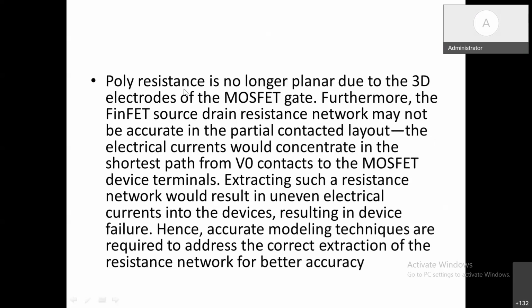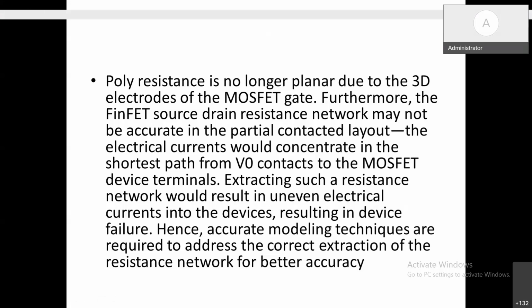One more parameter which is very important here is polyresistance. Because in FinFET, polyresistance is again coming as a part of a 3D structure. And so the source drain resistance network may not be accurate in the partial contacted layout. So here you have to extract the correct resistance, because the resistance is not exact, in the sense that this is due to the uneven electrical currents into the devices.